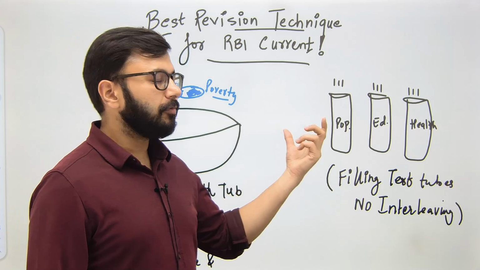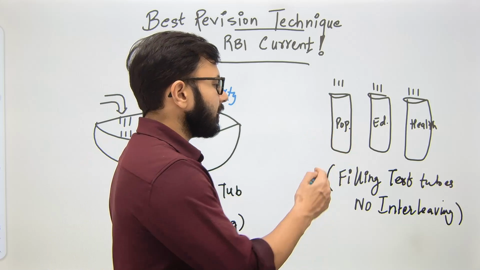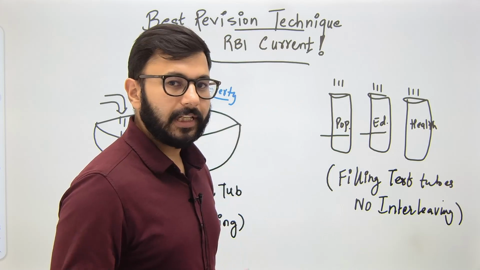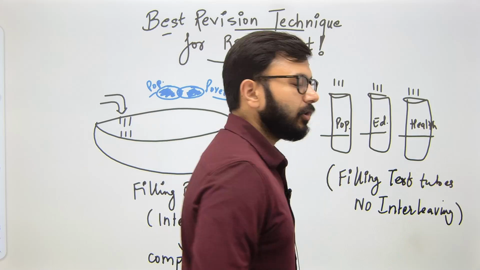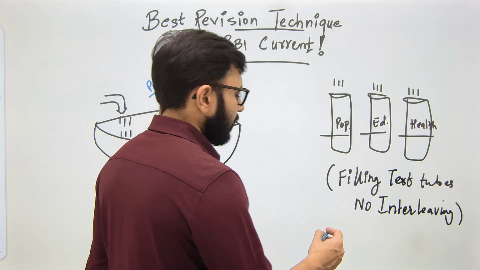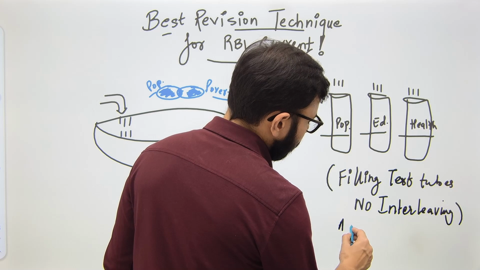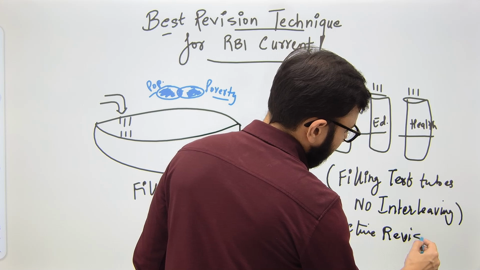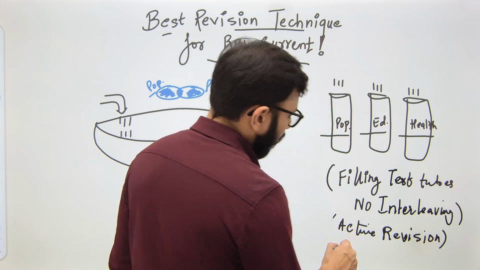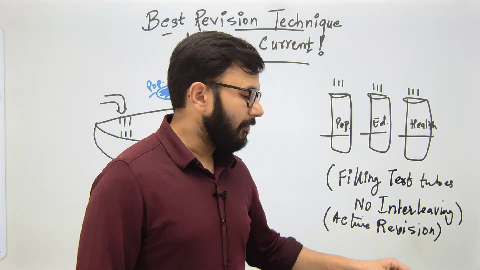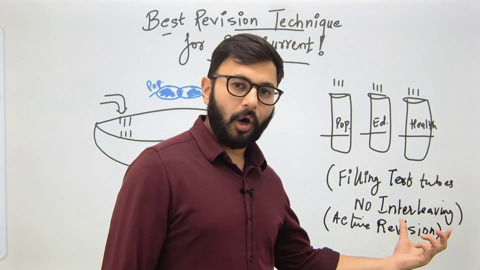Which means that in first reading you have to read population individually, then read education individually, then read health individually, separately, and you can revise these three individually only using active revision. If you don't know what active revision is, I have already created a lot of videos on active revision. It's there on my YouTube channel. I will also provide a link in my description about active revision.